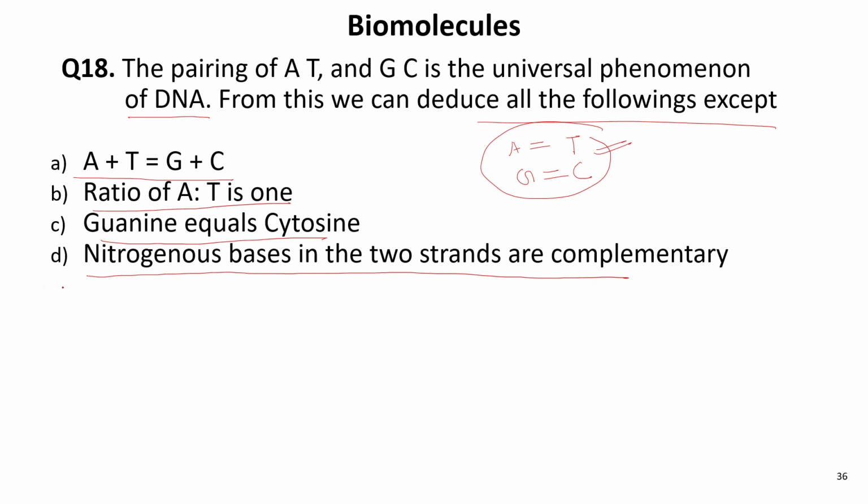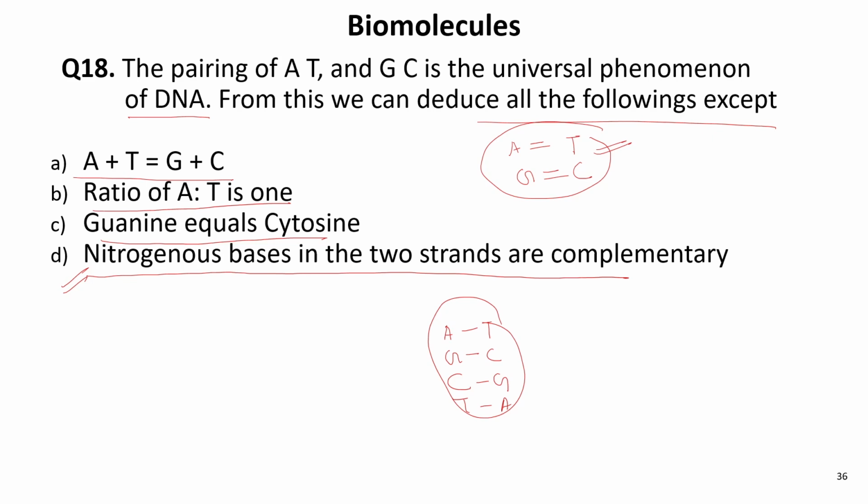So let us take the D option first. Nitrogenous bases in the two strands are complementary, meaning A will pair to T and G will pair to C, C will pair to G and T will pair to A. In this way, you will find the complementary. They are the complement to each other, nitrogenous bases.